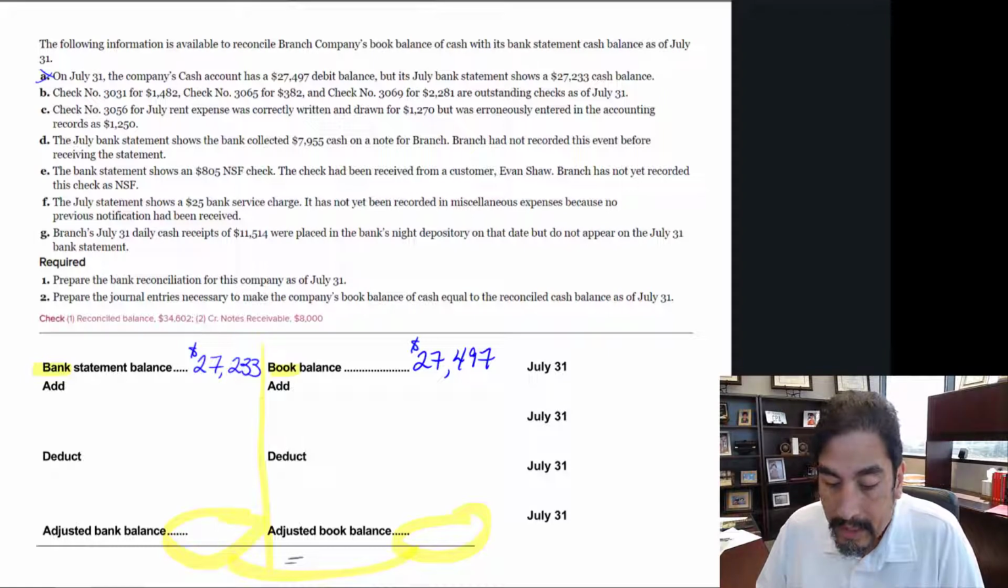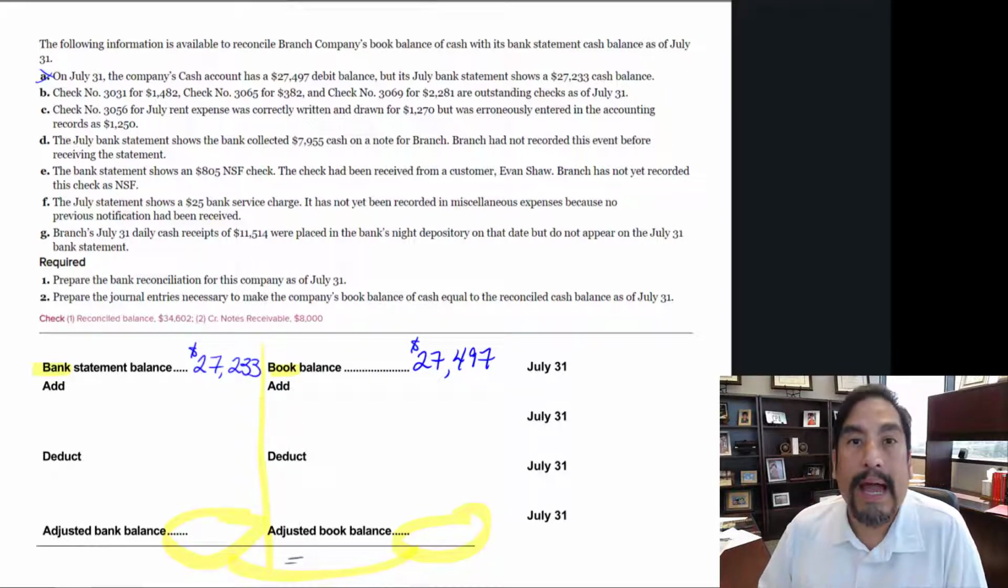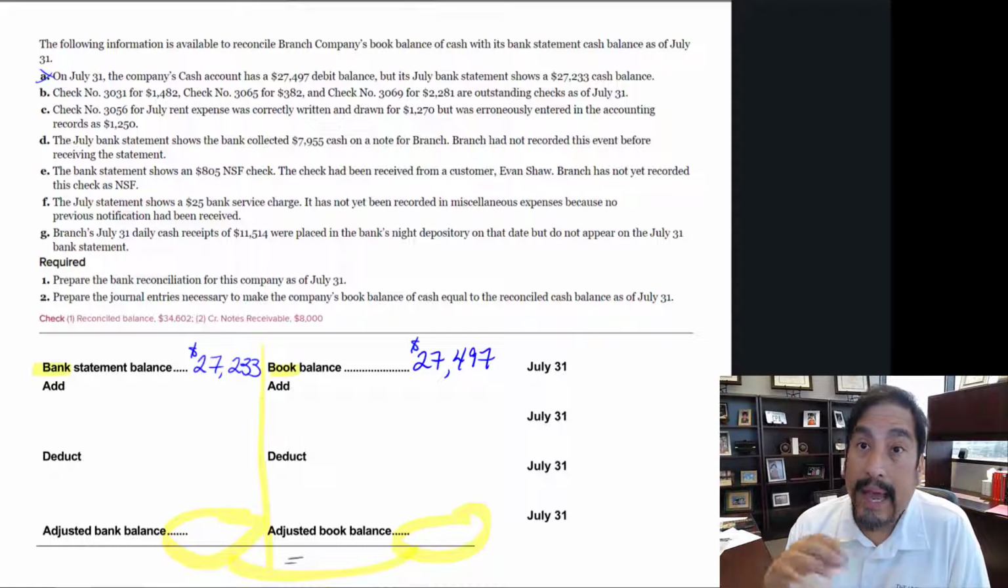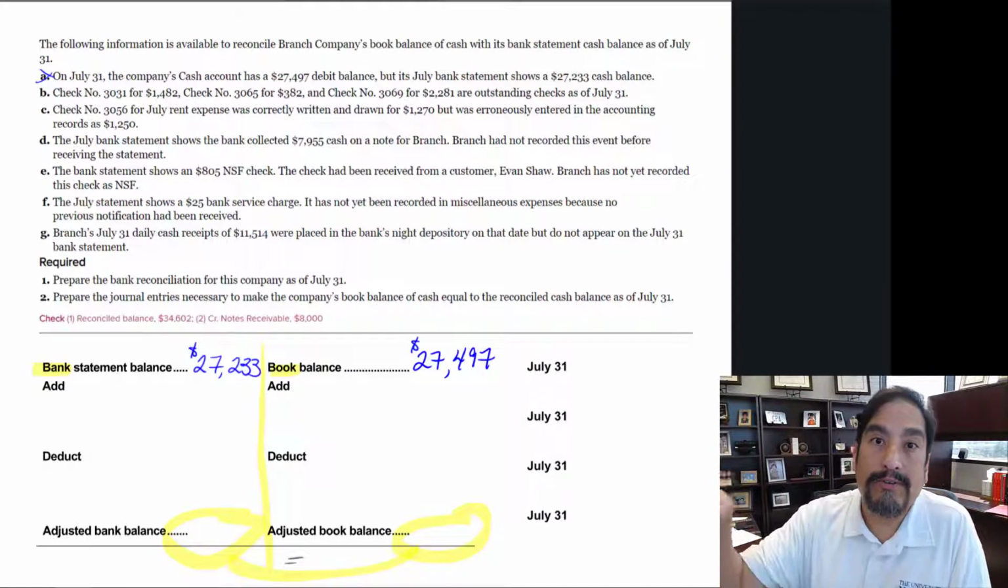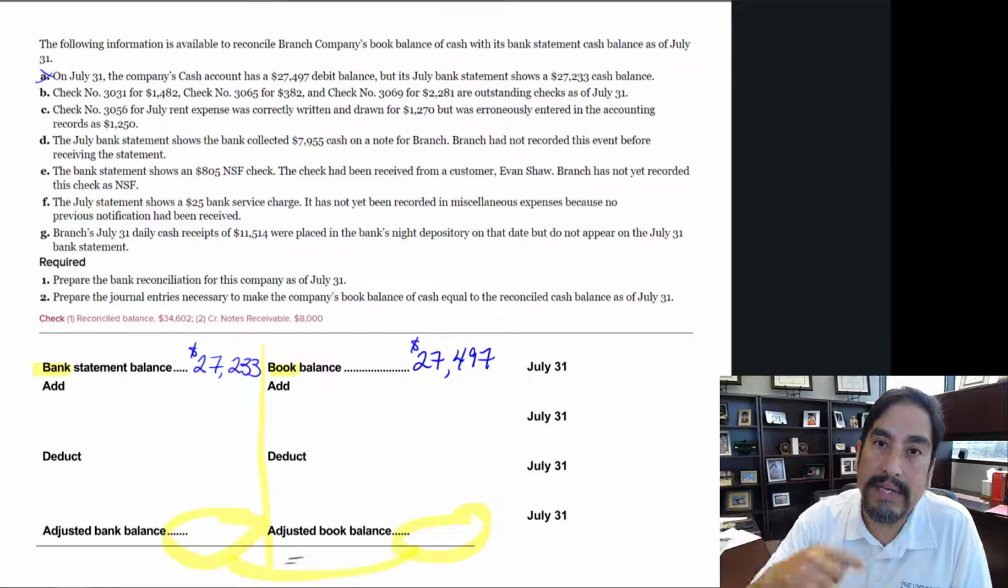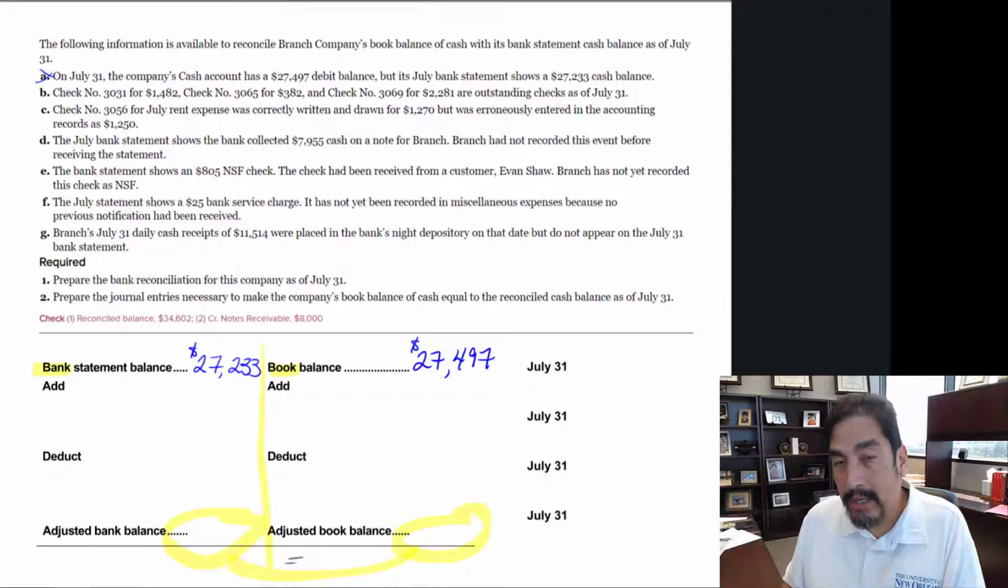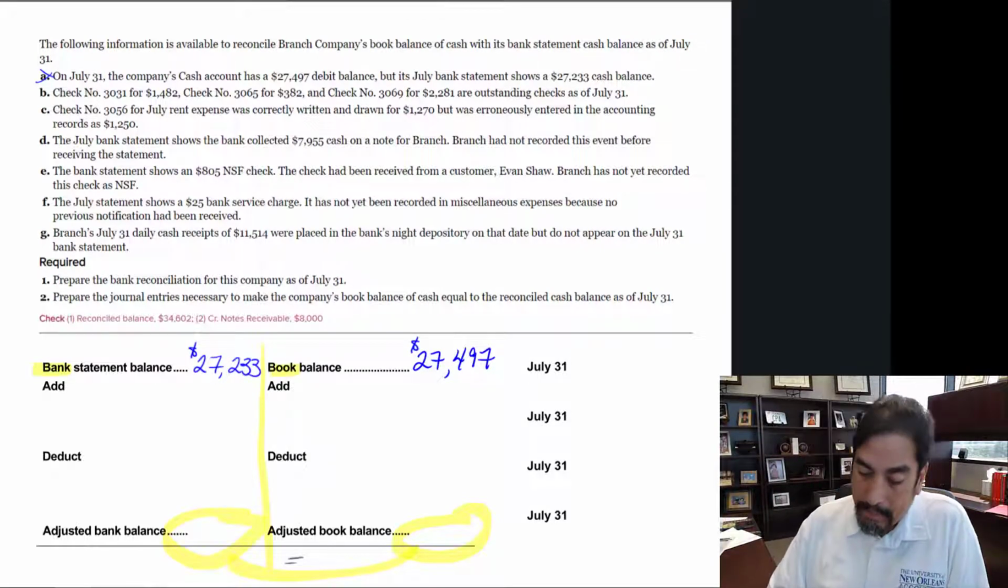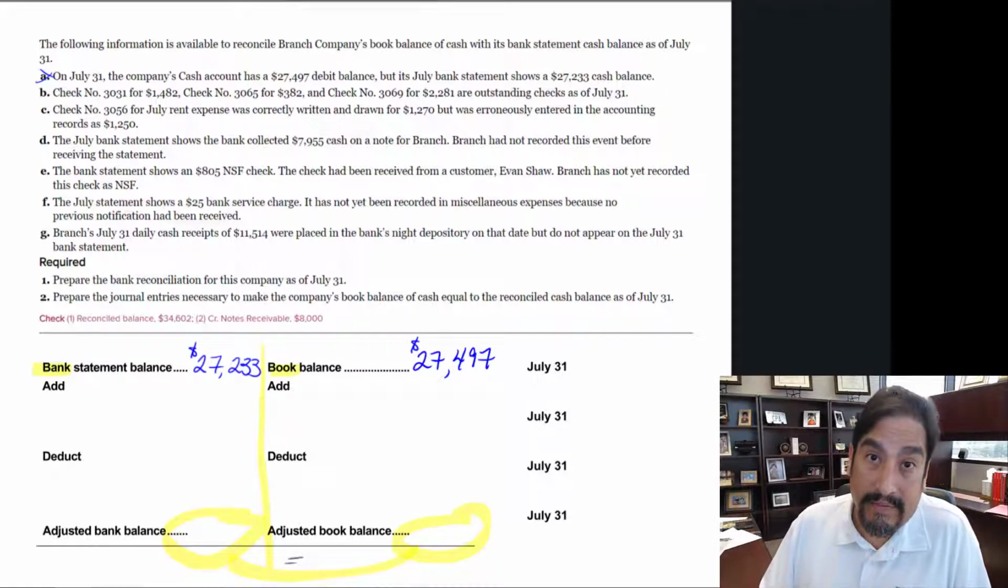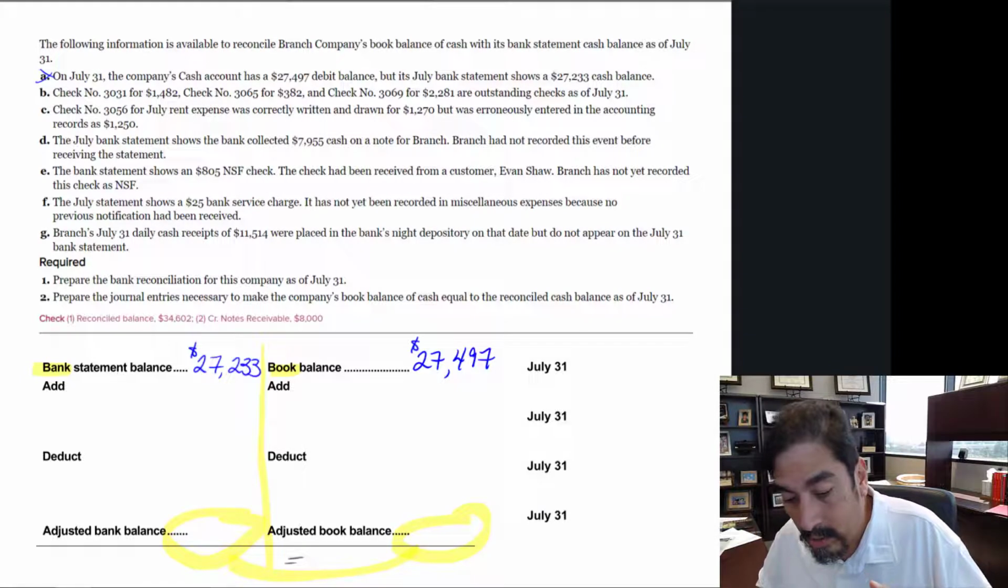B, check number 3031, 3065, and 3069 are outstanding checks. Outstanding checks are checks that we've written and we've already deducted from our book balance. But they're still floating out there somewhere in the world. They haven't cleared our bank yet, so the bank doesn't know about them. So we need to put them on the left side and on the bottom of the left side, because eventually these are things that are going to be subtracted out from our bank balance. So outstanding checks always go over here.